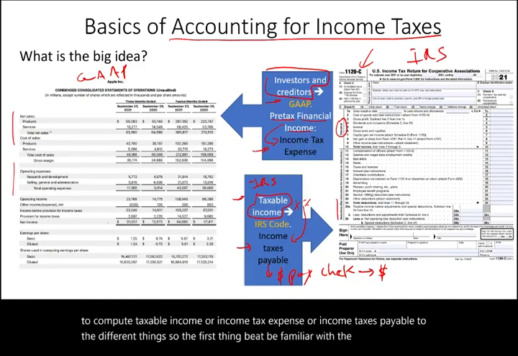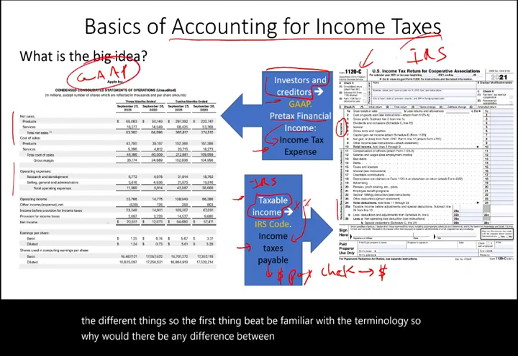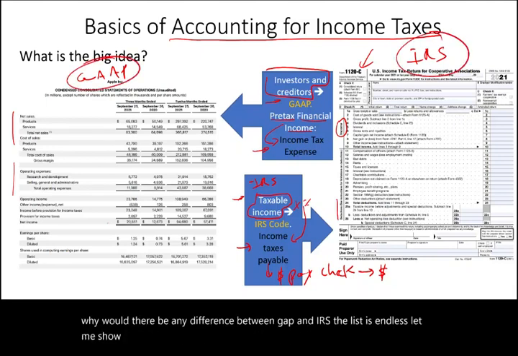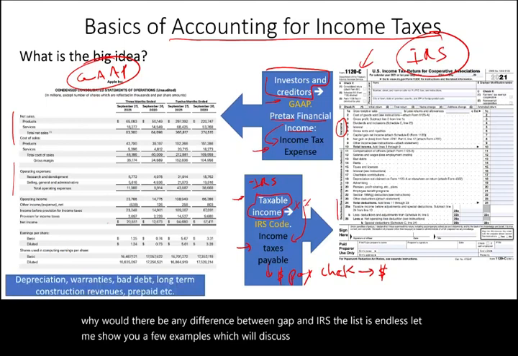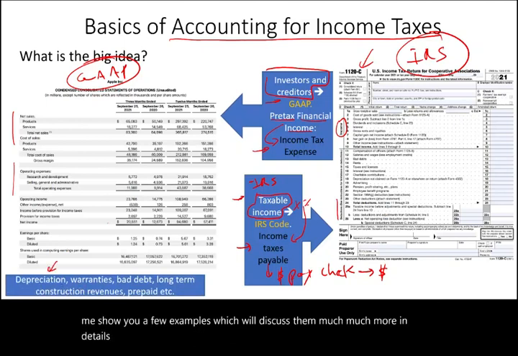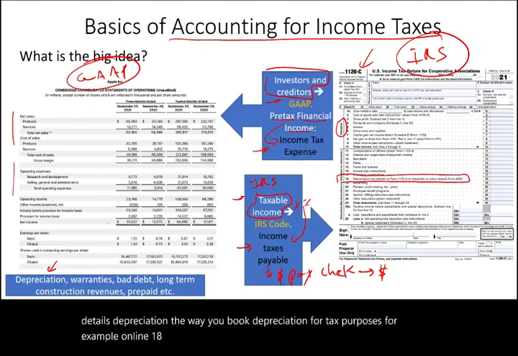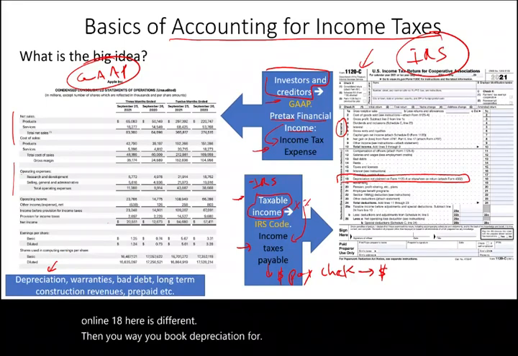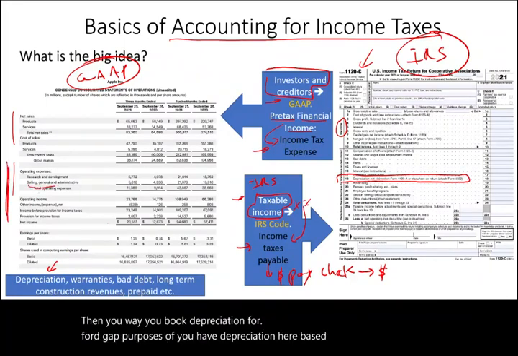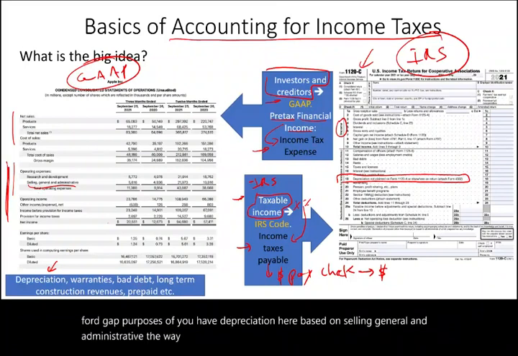So why would there be any difference between GAAP and IRS? The list is endless. Let me show you a few examples, which we'll discuss in much more detail. Depreciation. The way you book depreciation for tax purposes, for example, on line 18 here, is different than the way you book depreciation for GAAP purposes. Therefore, it's going to give you a different financial income than taxable income.